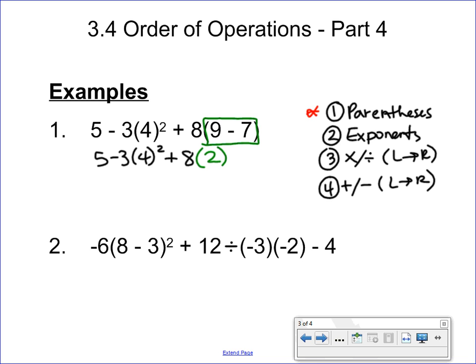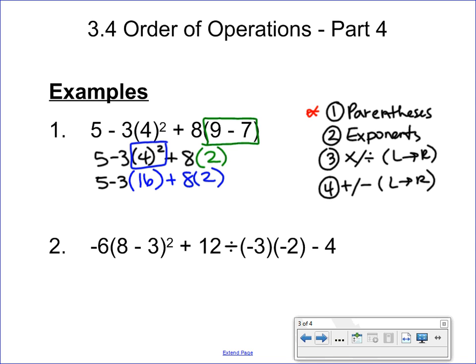So now we move on to exponents. And we look for anything that has an exponent on it. In this case, the 4 is being squared. So I'm going to put a box around that to remind myself that that's the calculation I need to do next. Everything else is going to get written down. So I'm going to write down my 5 minus 3. And I'm going to calculate 4 to the second power. In the last video, we talked about how to enter that in your calculator. Or you can think of it as 4 times 4. Either way, you're going to get a 16. And I'm going to write down the rest of my problem.